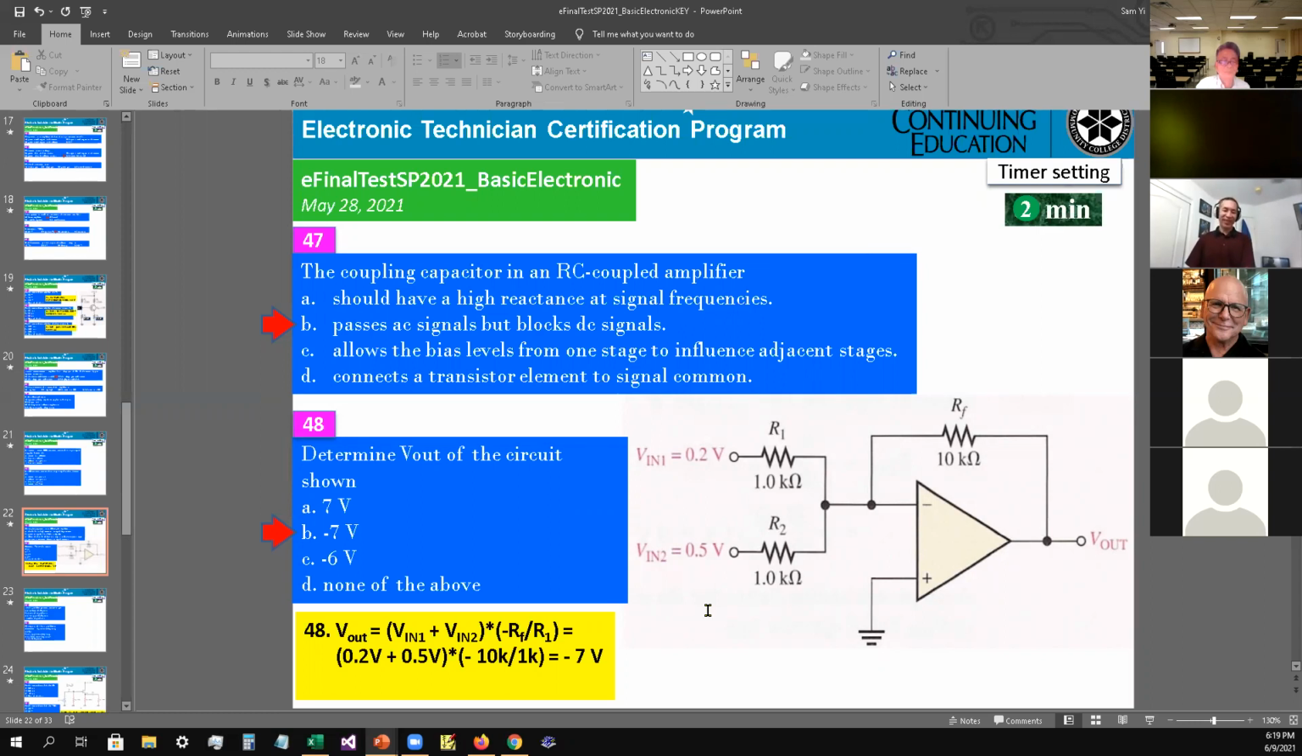What does the capacitor do? It passes AC and blocks DC. Okay, very good. So the answer is B, as in boy, for 47.